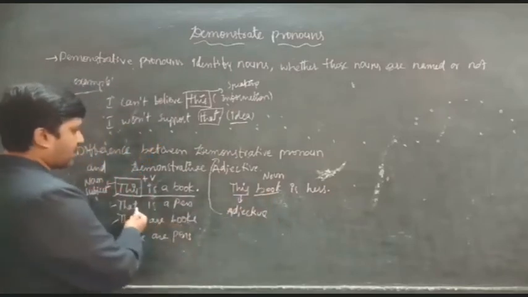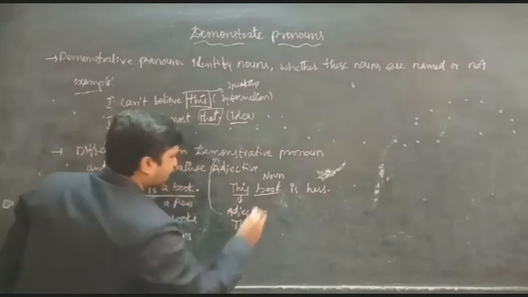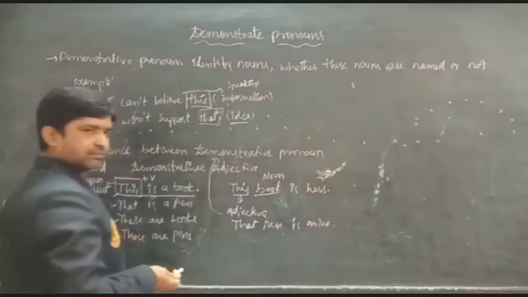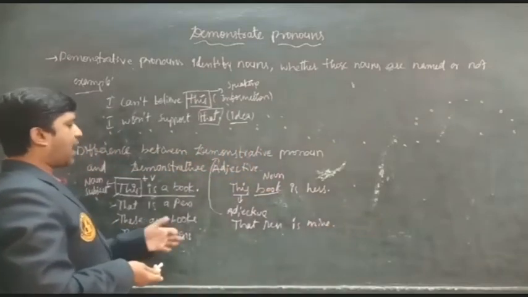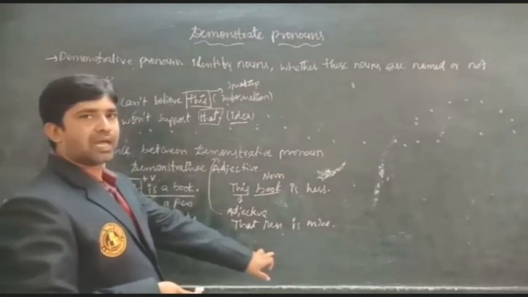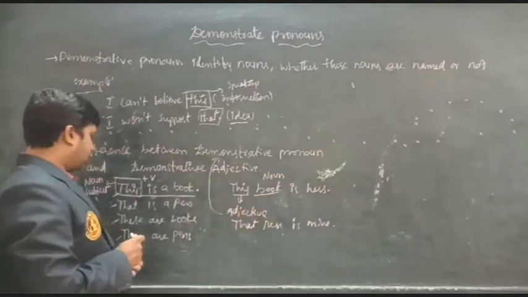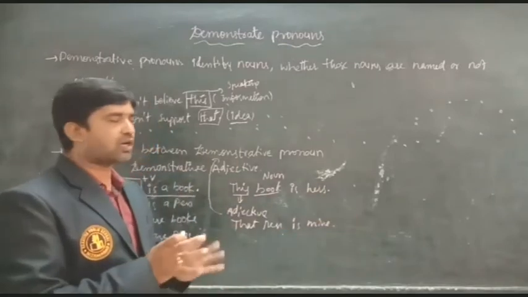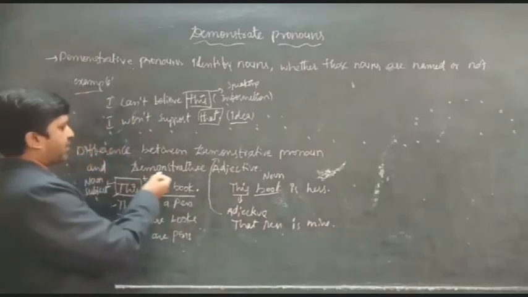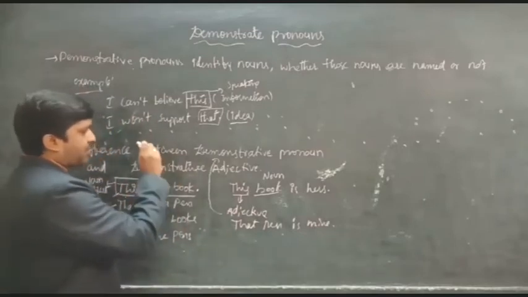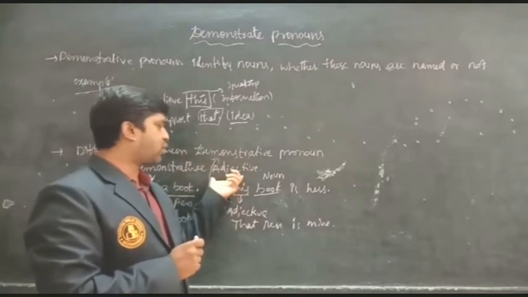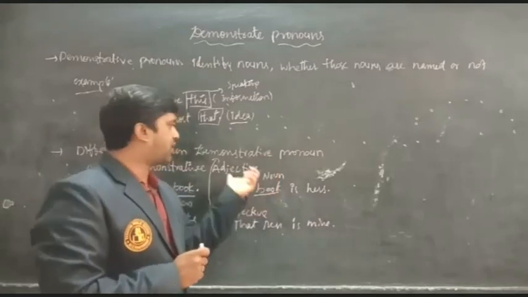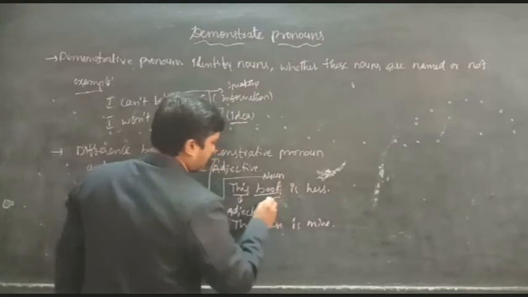Here, see the other example also. That pen is mine. The same way, these are books. These books are theirs. Those books are theirs. In this way we are using. Don't confuse. Here, after this demonstrative pronoun we are using a verb. In this demonstrative adjective, after this demonstrative word we are using a noun. So we call it a demonstrative adjective.